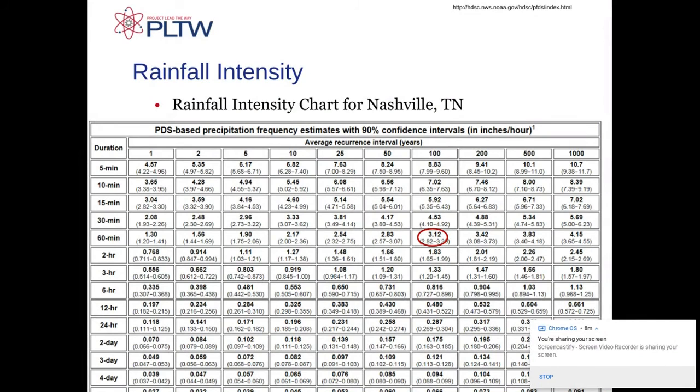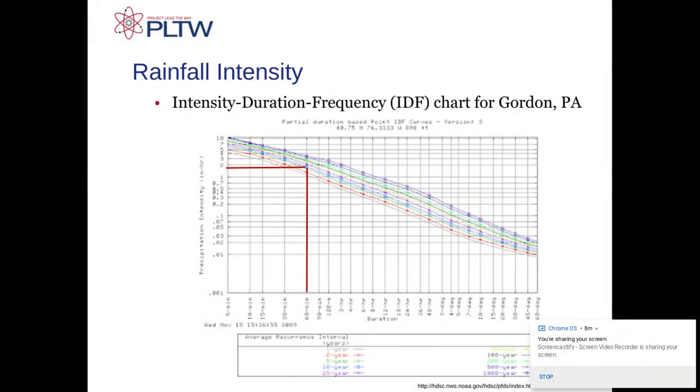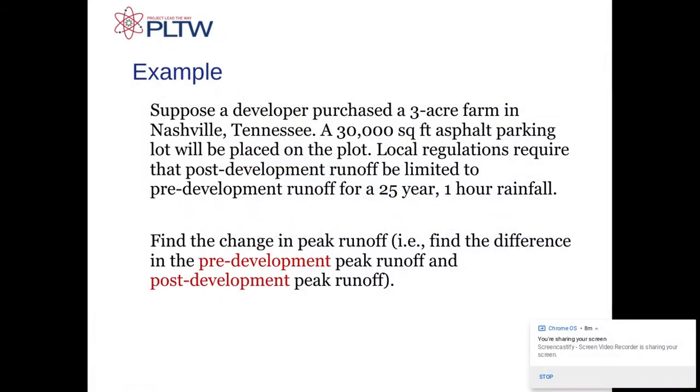So you have 60 minutes on the left-hand side. That's a storm that lasts for 1 hour, and it's expected to happen once every 100 years. So once every 100 years, you're expected to get a storm that produces about 3.12 inches of rain in that 1 hour in Nashville, Tennessee. All right. And then you use that as your design number. There's all kinds of other stuff for how these numbers are generated.